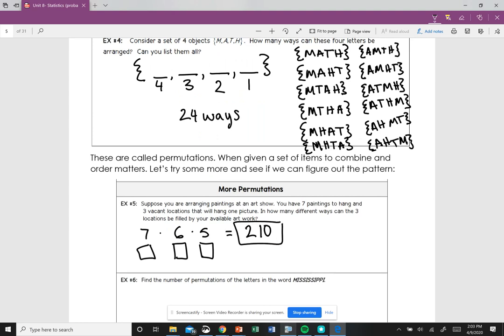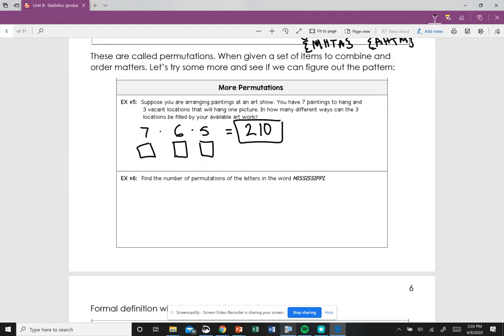Okay. So there are 210 different ways to organize that stuff. So we're going to find the number of permutations of the letters in the word MISSISSIPPI. Okay. So permutations. How many options do we have for the first one? So that first letter, we have 1, 2, 3, 4, 5, 6, 7, 8, 9, 10, 11 letters. That's a lot of letters. All right, so we're going to do 11 total.